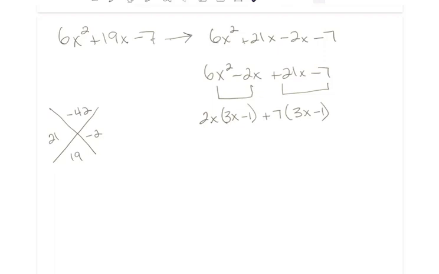So now I can factor out 3x minus 1, and then I still have 2x plus 7. So now I have my 2 factors. And if you wanted to do that area model with the box, you're going to get the exact same answer.